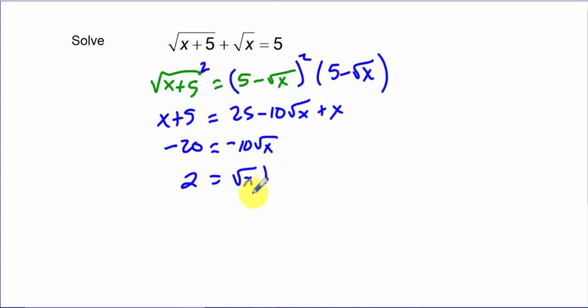And now we square both sides again and get 4 is equal to x. Once again, just pop that in for funsies. Get a 3 and a 2, which makes 5.